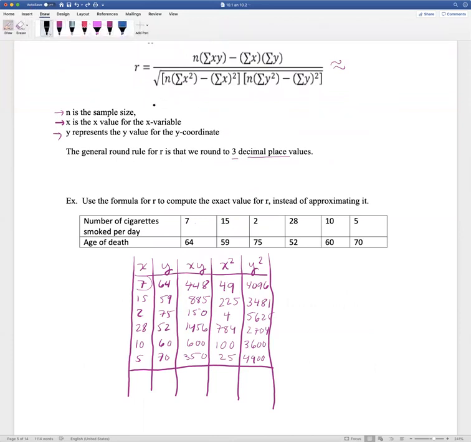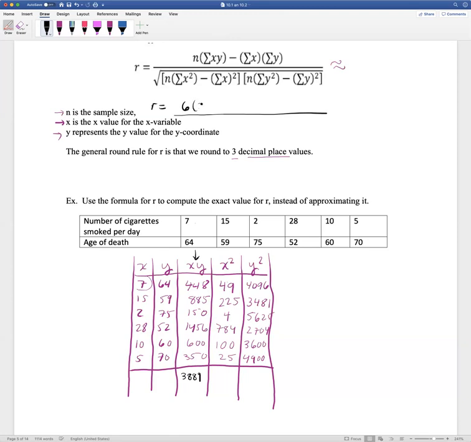And here's how we're going to handle it. R is equal to, I'm going to take these values that we have over here and start plugging them in. Let's take a look in the numerator, N. Now remember, N represents the number of ordered pairs that we have, and we have 6 ordered pairs. N times the sum xy. Now we have a column for xy, and remember that this sigma means the sum, so let's add those values together in that column. We have 448 plus 885 plus 150 plus 1456 plus 600 plus 350, and that gives us 3889. Put that in there so don't forget it.